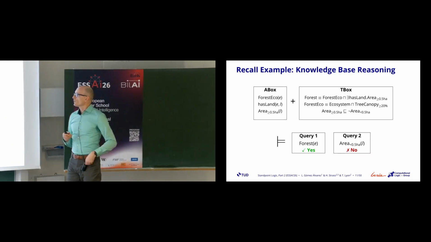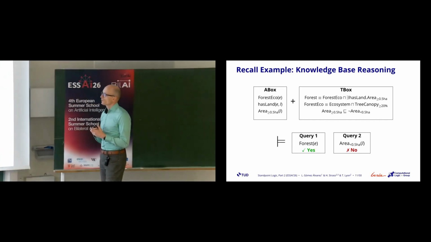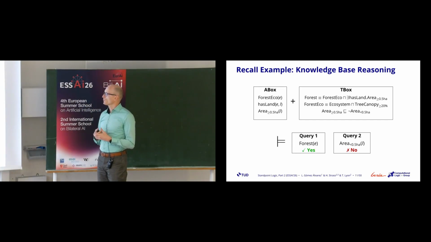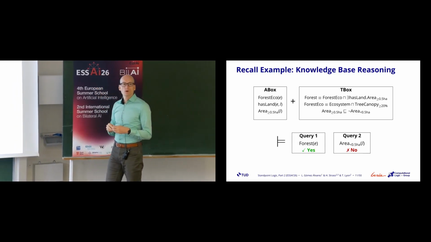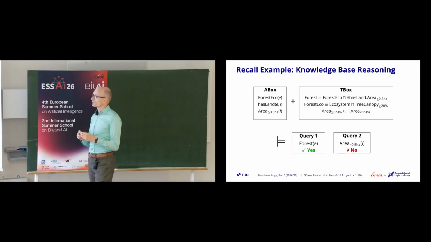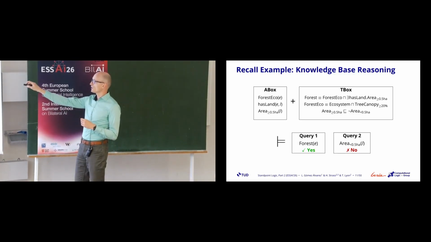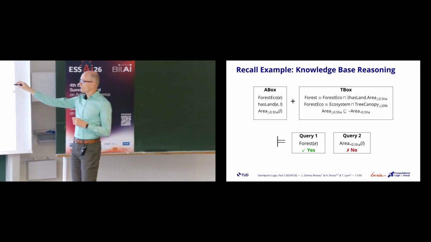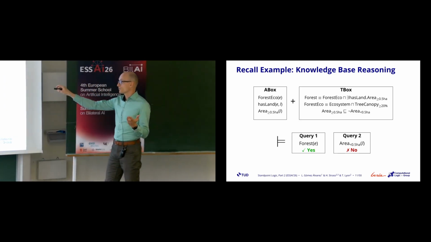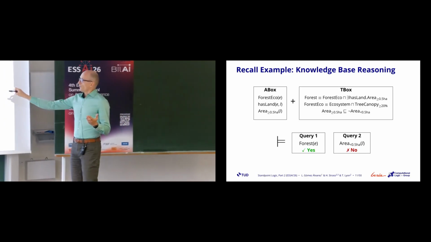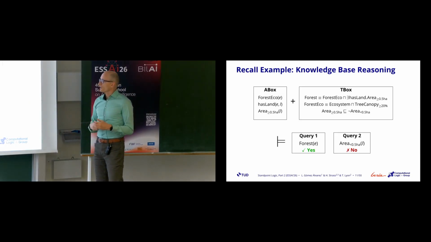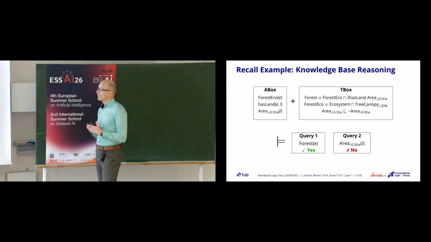So here's an example that you've seen before. Tim has shown this to you. This is something that we want to do in description logics. We have our T-box defining what a forest is and a forest ecosystem. And then we have an A-box speaking about concrete instances of these concepts. So this says E is a forest ecosystem, and this forest ecosystem is in a binary relation, it has a role, has land, to this piece of land L, and this piece of land L has an area of at least half a hectare.